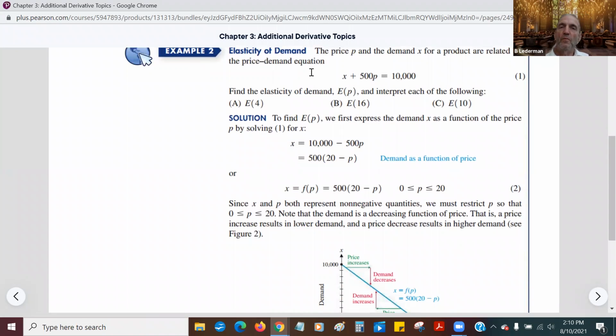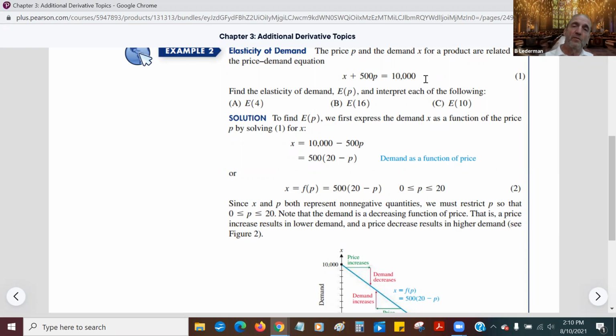Example 2. The price P and the demand X for a product are related by the price-demand equation, which in this case is X plus 500P equals 10,000. So P is the price, X is the demand, which is the number of products that we made at a given price, and that's the story. Because the price will affect the demand, sometimes in unexpected ways, but the price affects the demand.